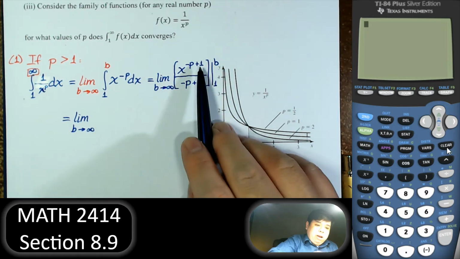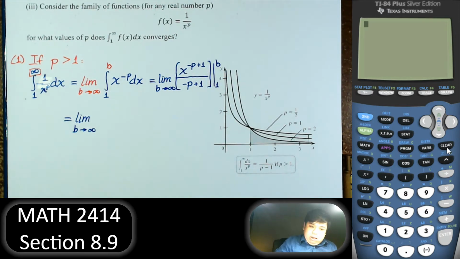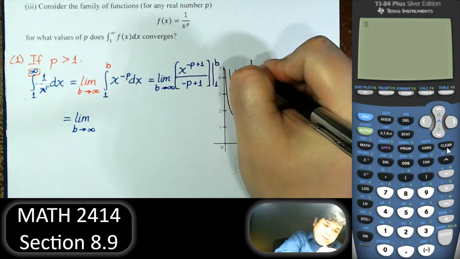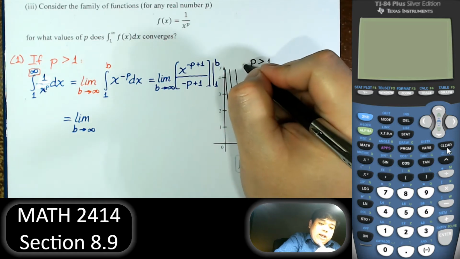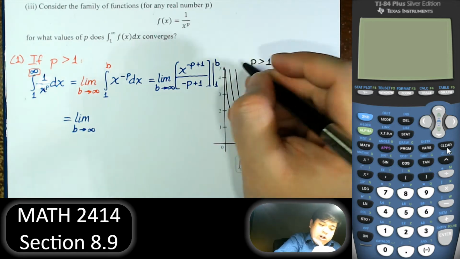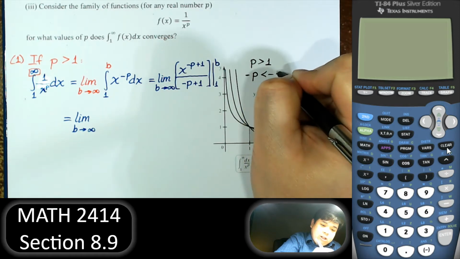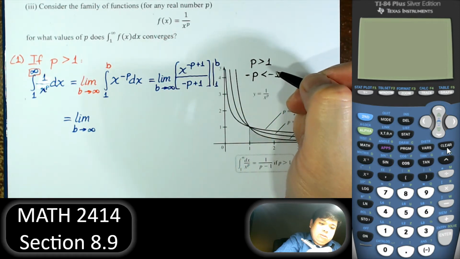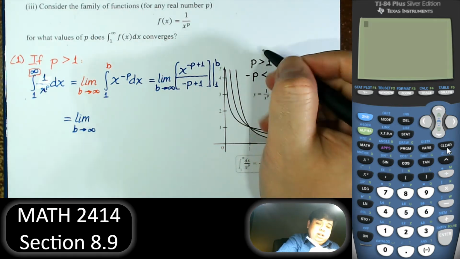Now, what are those? Now we have p greater than 1, right? If p is greater than 1, we turn to negative first, so multiply by negative 1. So if p is greater than 1, negative p is less than negative 1. Right? Because multiplying by a negative number reverses the inequality.